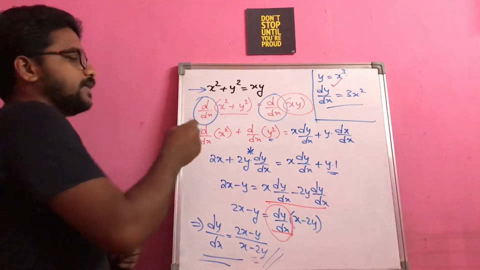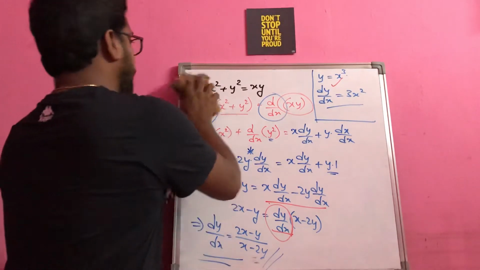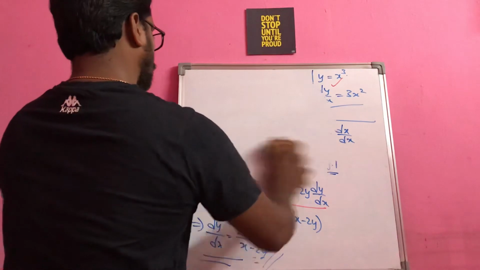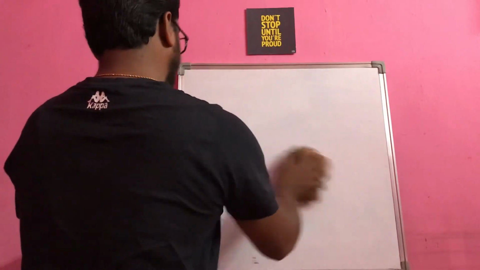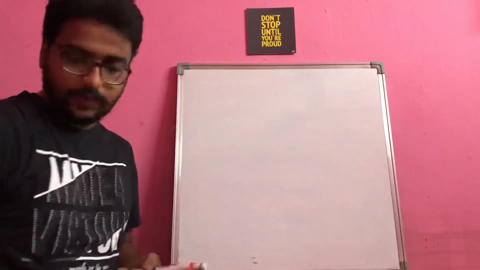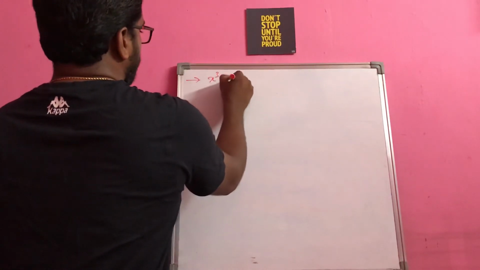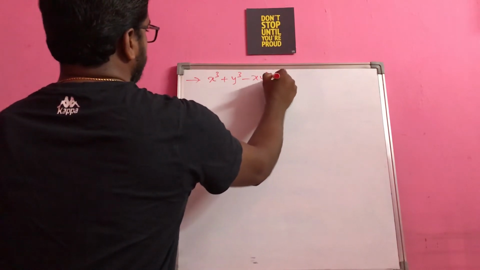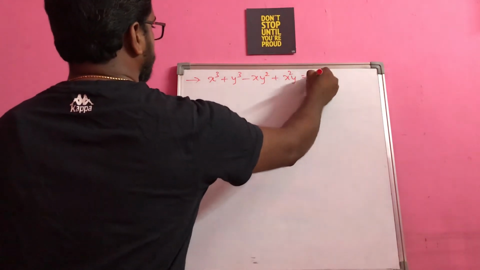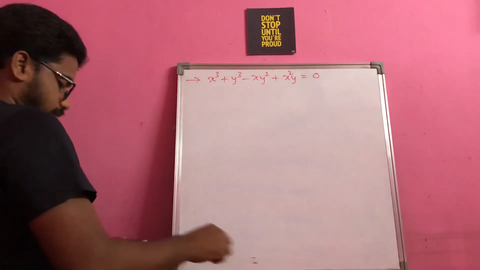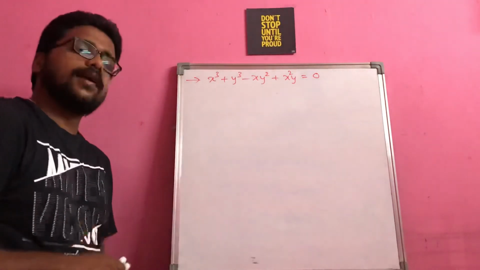Now let us do one more simple example with respect to explicit function, and then we will move on to inverse trigonometric functions. Right. Now see, let me take this question. x cube plus y cube minus xy square plus x square y is equal to 0. Let us say this is my function for which I want to get the value of dy by dx.